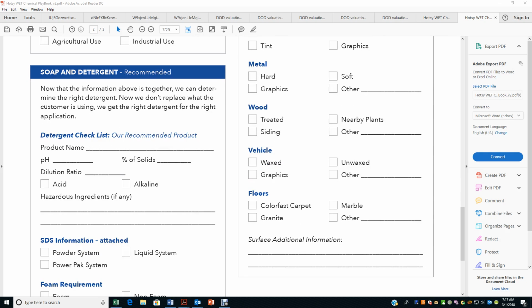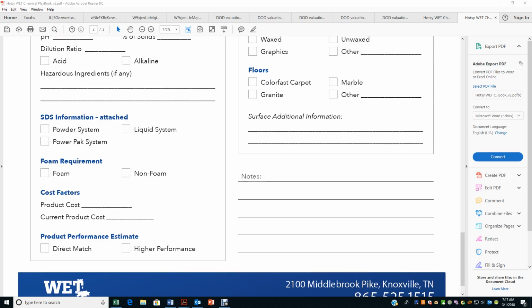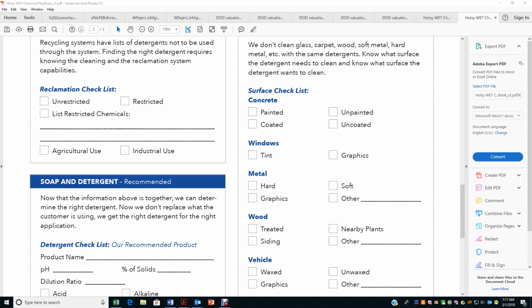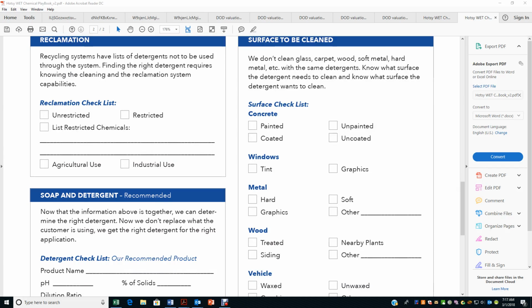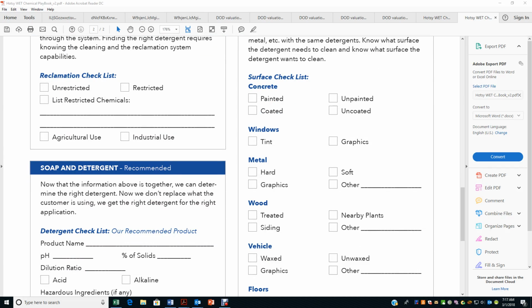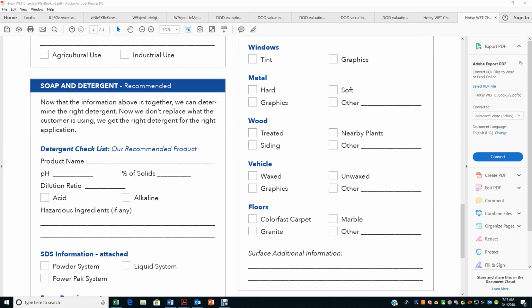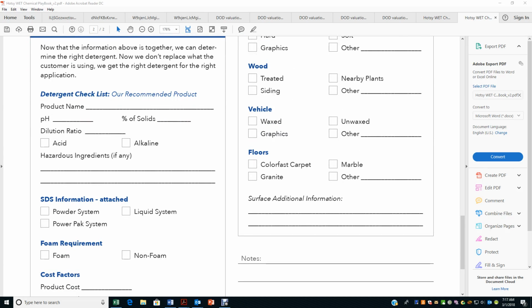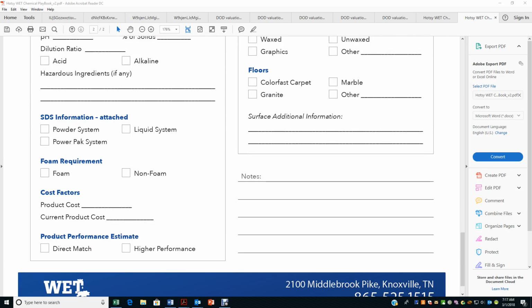Soap and detergent. Again, with the information above put together, we can determine the right detergent. Now we don't replace what the customer is using, we get the right detergent for the right application. So this would be our recommended product that will come back to you from Lynette, and then the SDS information will be coming back, and you can put this information in there to let her know exactly what you need coming back from her. And then the surface to be cleaned. We've got concrete, windows, metal, wood, vehicles, floors, anything else, and any notes that you have about this application.